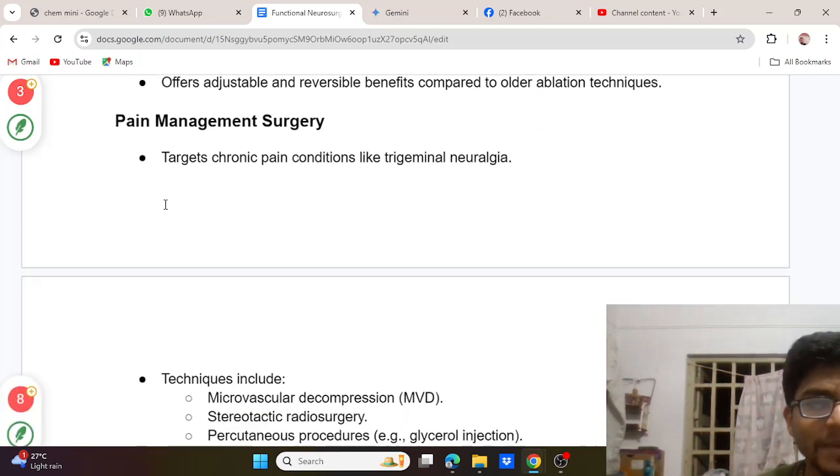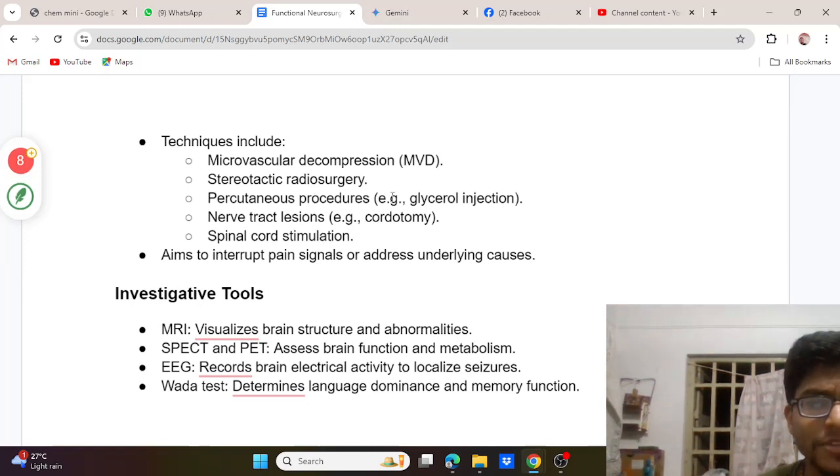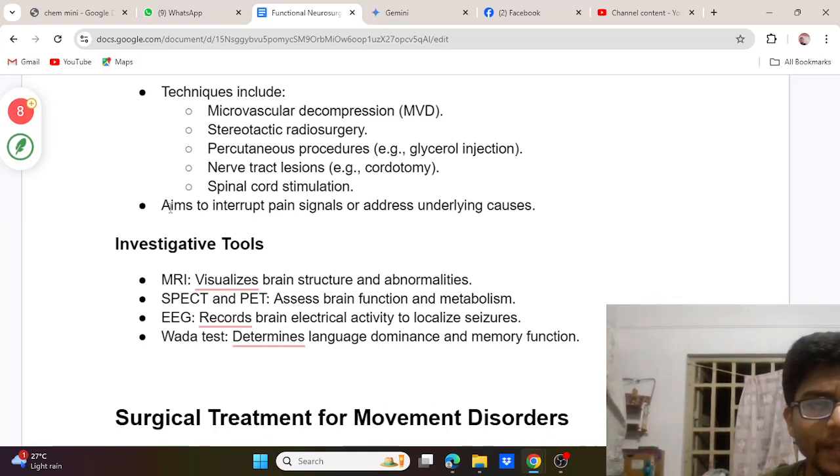Then we have pain management through surgery, which targets chronic pain in cases like trigeminal neuralgia. Techniques include microvascular decompression, stereotactic radiosurgery, percutaneous procedure with glycerol injection, that is Gasserian rhizotomy, nerve tract lesioning, that is cordotomy, and spinal cord stimulation. It aims to interrupt the pain signals and address the underlying causes.